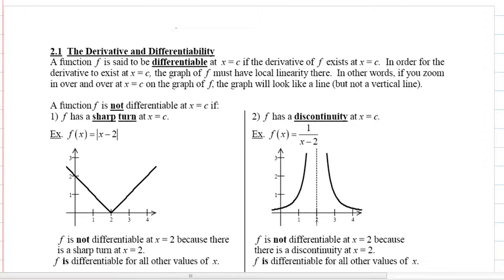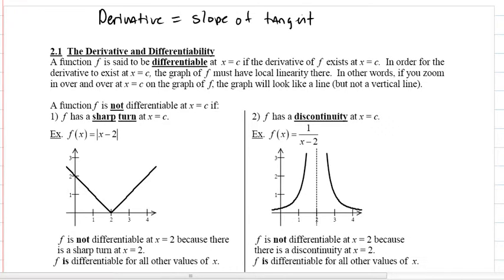Hey guys, welcome to 2.1, the derivative and differentiability. Now, in the last video, we defined what a derivative was. So to put it in simple terms, a derivative simply means slope, but not just any slope. It's the slope of the tangent line.